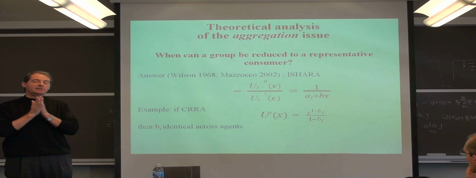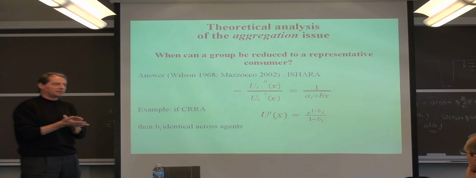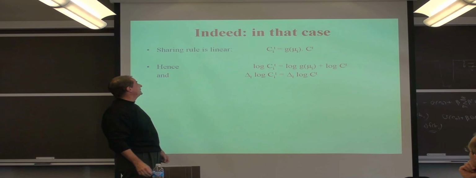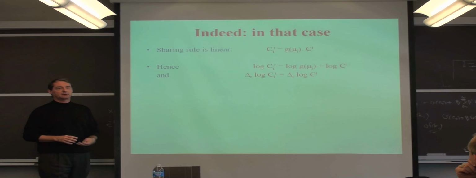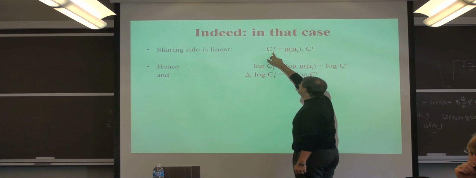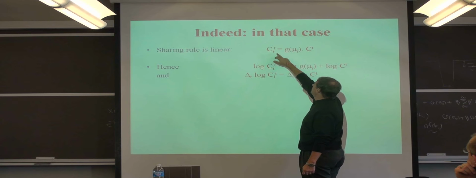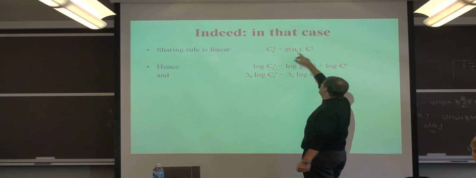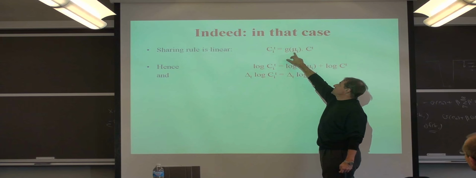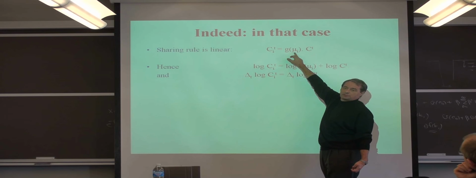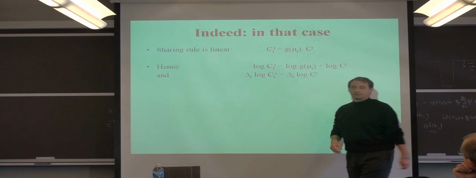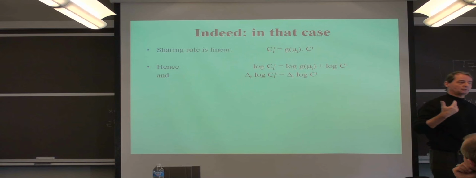But if you want this plus a representative consumer, you need to assume that all people are identical. Now, many papers make this assumption that people have identical risk aversion, and that makes your life much easier, because what you can show is that in that case, the consumption of each household, or each person within the household for that matter, is a fixed proportion of total consumption, the proportion being, of course, a function of the Pareto weight. But when you have this, you can take the log and take the differences in log, you get rid of the Pareto weight.